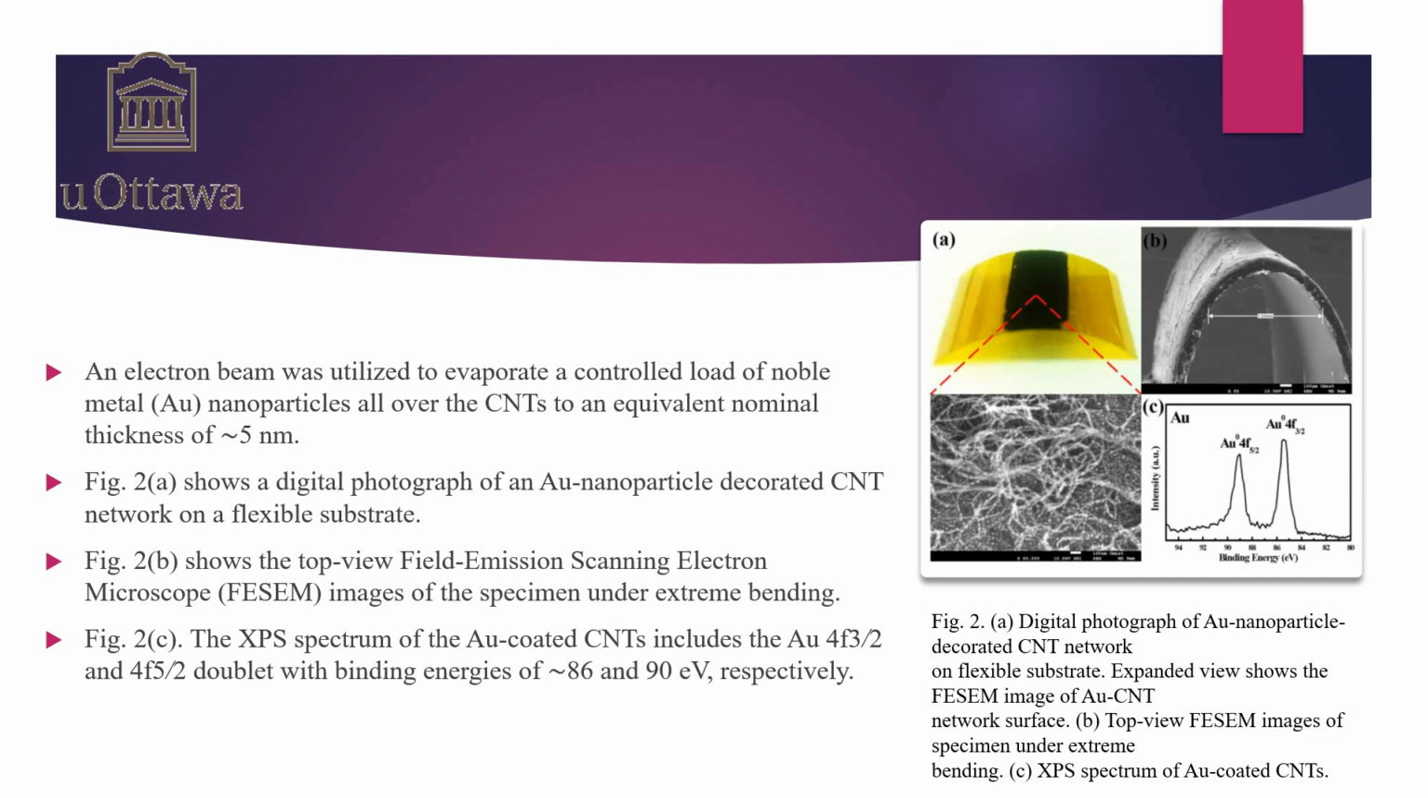bending. Owing to the adhesion between CNTs and flexible substrate, the pattern was maintained even when the substrate was extremely bent. Figure 2c is the XPS spectrum of the Au coated CNT, includes the Au 4f 3/2 and Au 4f 5/2 doublet with binding energies which is approximately equal to 86 and 90 electron volts respectively. Such a doublet is typical of all Au peaks.